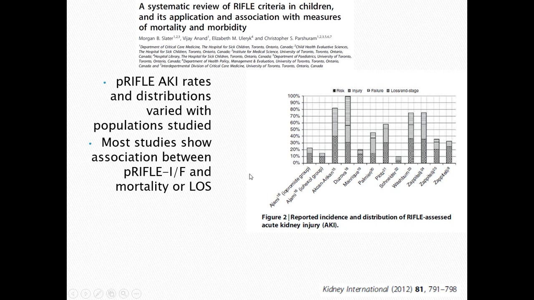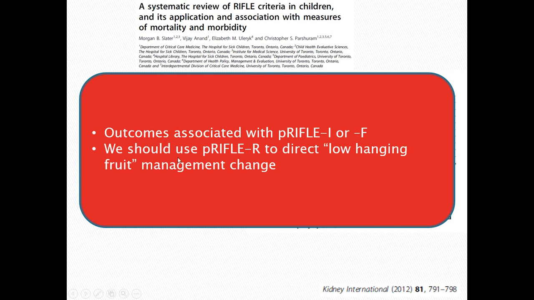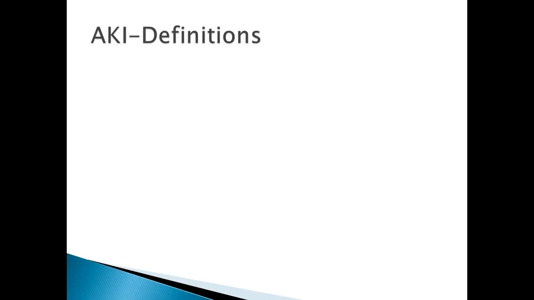So the greater the degree of renal injury, the greater the likelihood of mortality, and the longer you stay in the hospital. So outcomes, again, are associated with pRIFLE I or F. I guess what this tells us is that we should be really vigilant about who is in that pRIFLE R, the initial stage of acute kidney injury. Maybe our intervention should be aimed at those very early in the course of the disease, so that we can maybe alter the outcome.